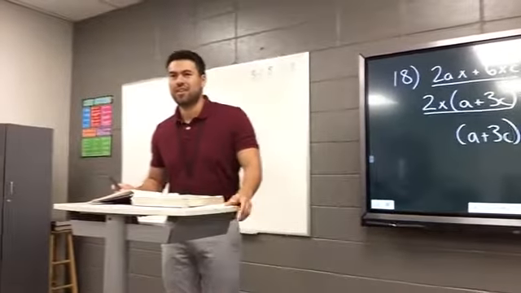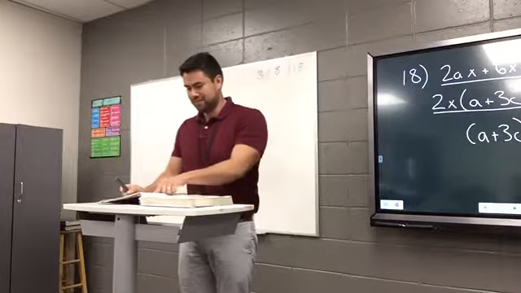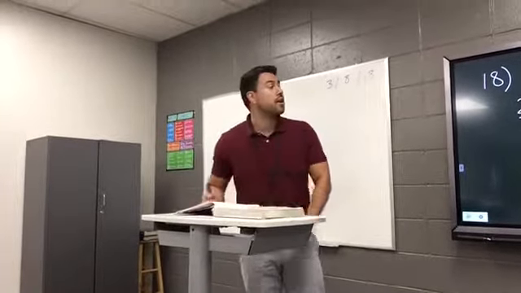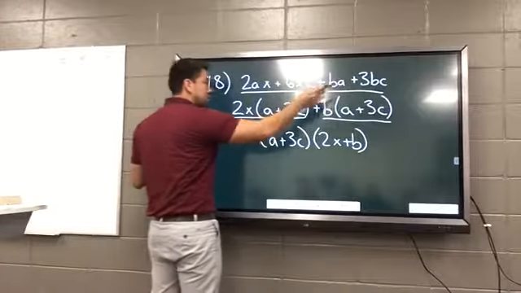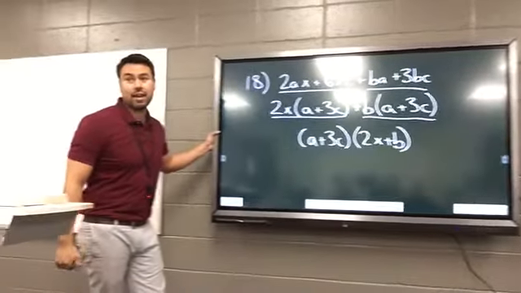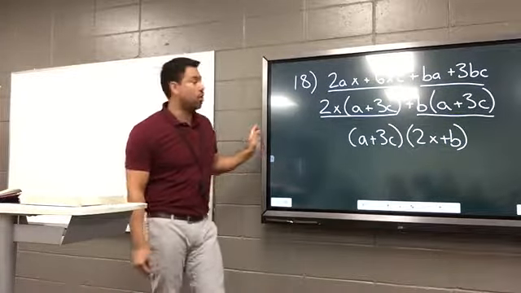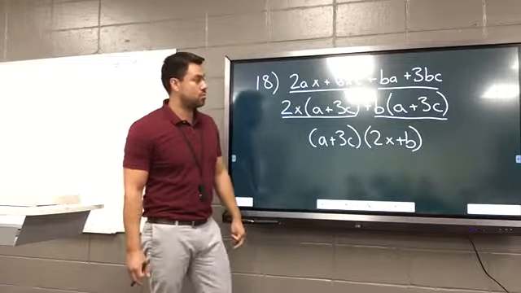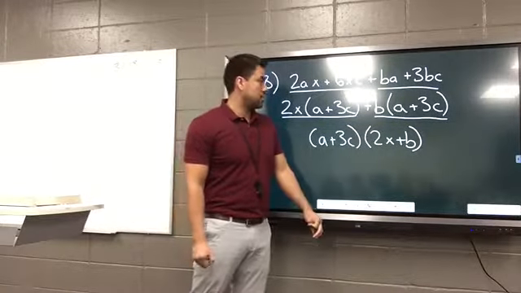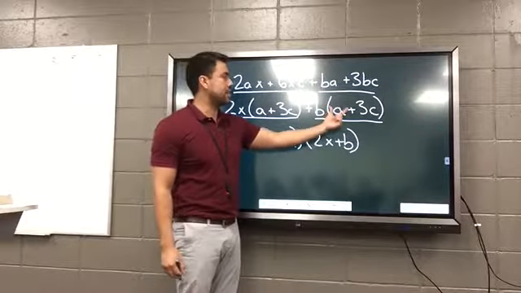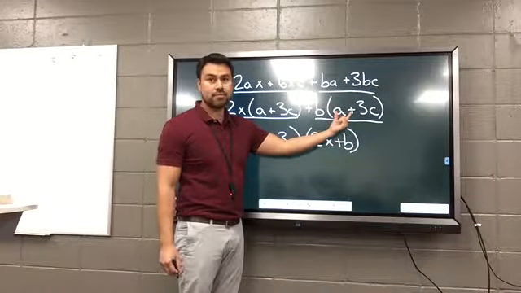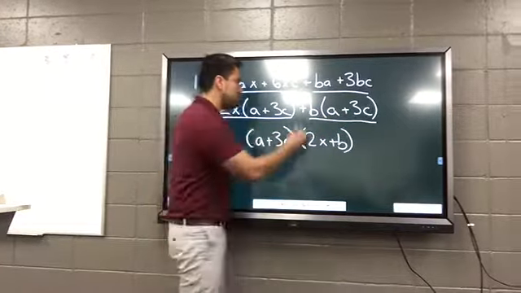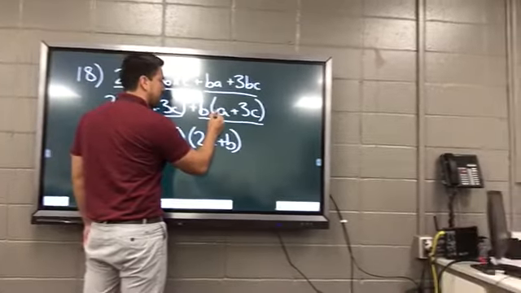Yes, sir? I asked earlier, I really want to know. So what happens if it doesn't have those matching terms? Okay, so you rearrange. If there are no matching terms, then what do we call that? Let's say a plus 3b and then a plus 3c. If you had, let's say, negative a, negative 3c, what would you do? Negative b plus a plus 3c. Good. You could change that to negative b and then positive, positive.